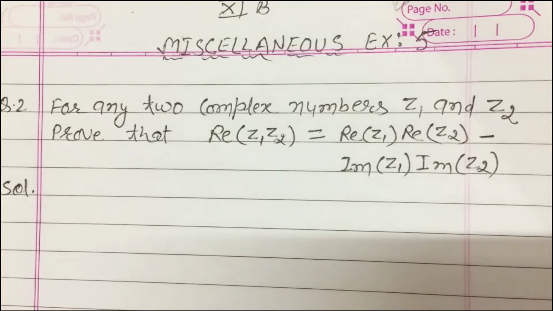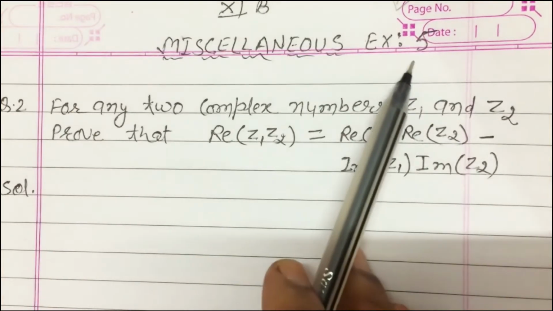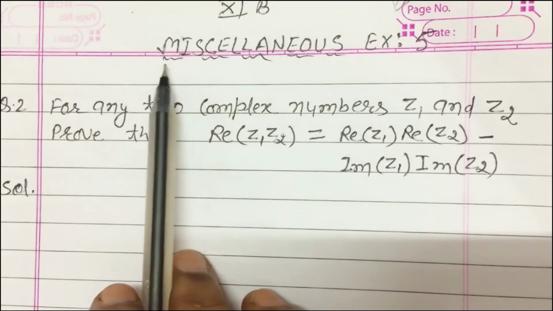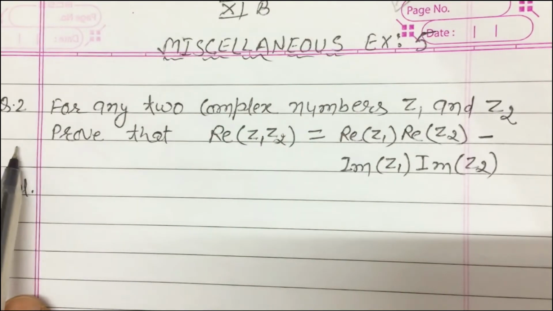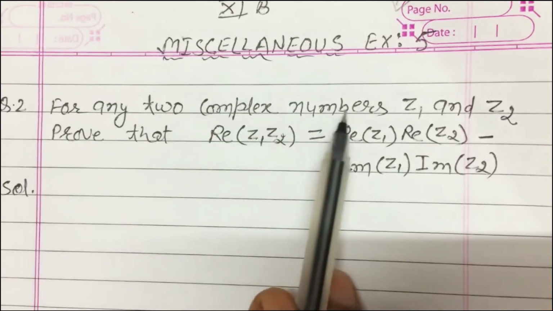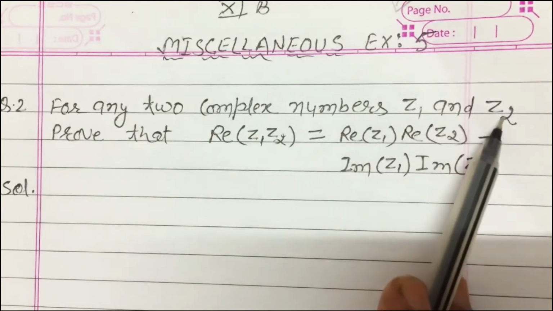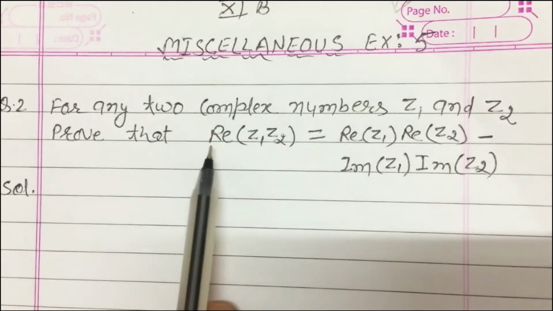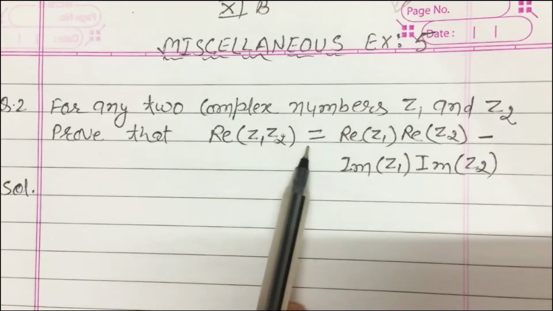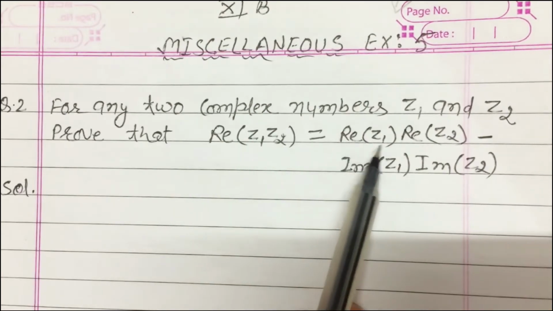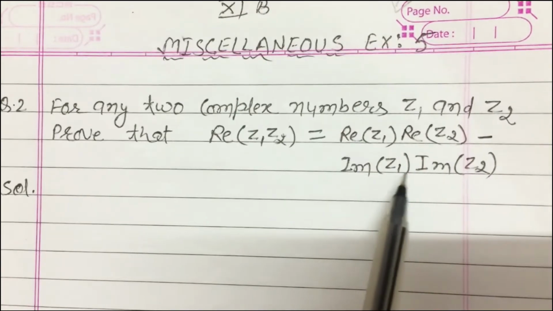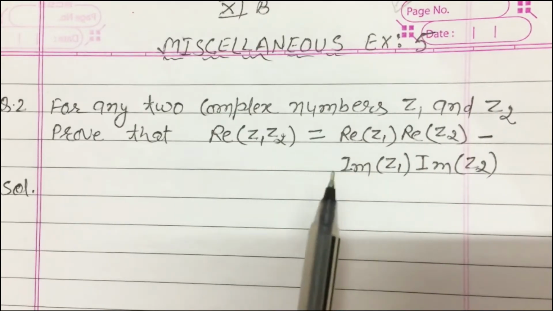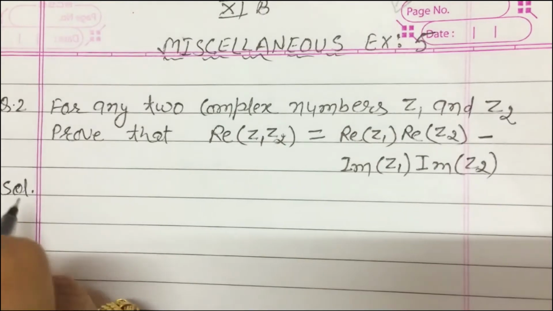Good morning students. Let's continue chapter 5. Questions from the miscellaneous exercise. Question number 2. For any two complex numbers z1 and z2, prove that real part of z1 z2 is equal to real z1 into real z2 minus imaginary z1 into imaginary z2. Okay, so let's solve this question.